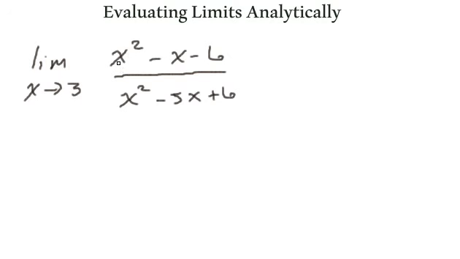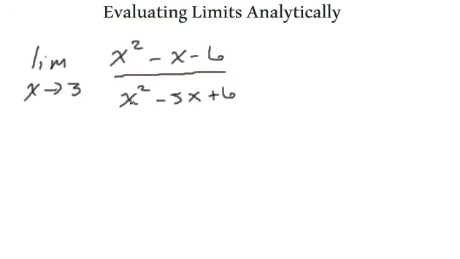So we got the limit as x approaches 3 of x squared minus x minus 6 over x squared minus 5x plus 6. So we do the direct substitution, plugging 3 directly into the numerator and the denominator, and if we get 0 over 0, then we probably need to do some factoring and canceling out. If I plug 3 into the numerator, we get 3 squared is 9, and 9 minus 3 is 6, and 6 minus 6 is 0.